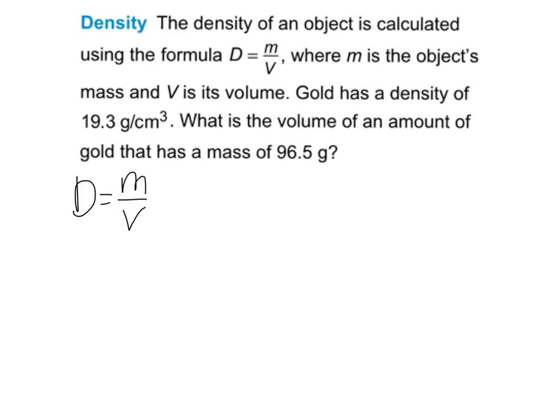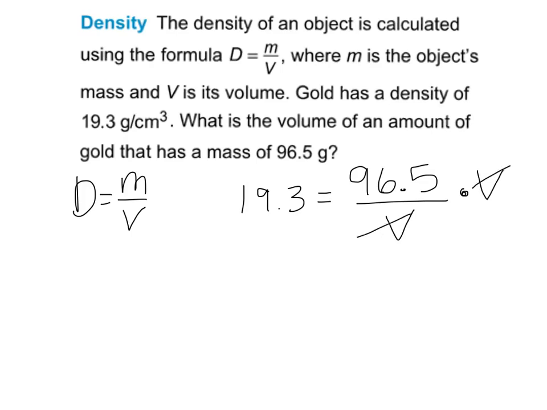Gold has a density, so D, of 19.3. So 19.3 is our D, equal to the volume of gold. What is the volume of gold if it has a mass of 96.5? So mass of 96.5, M goes on top, V on the bottom. Okay, this one's a little bit trickier to solve. We can't just multiply by 96.5. If we do that, that's not going to cancel out the V. So I'm actually going to multiply by V on both sides to cancel that one out on the bottom.